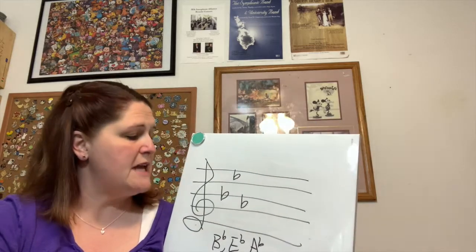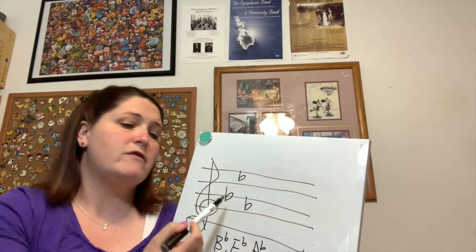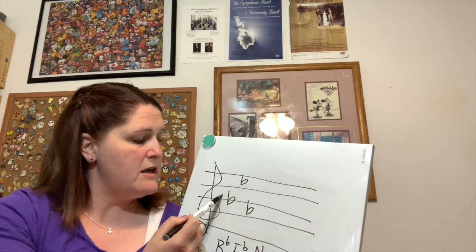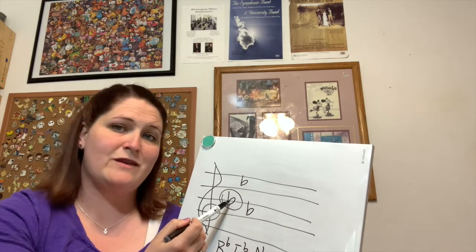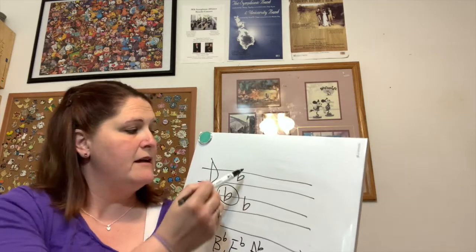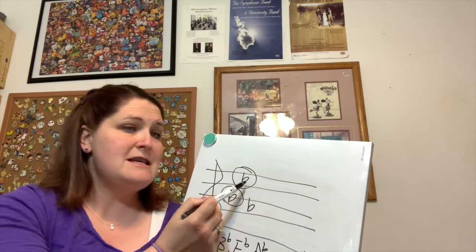If you can't remember what the saying is, you can look at the line that the flat is actually written on. So this line right here, that's the line that you would see a B on, and that flat sign is also on that line, so that it stands for a B flat. This right here, this space, that's an E space.